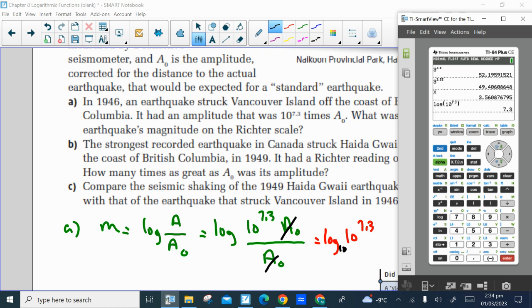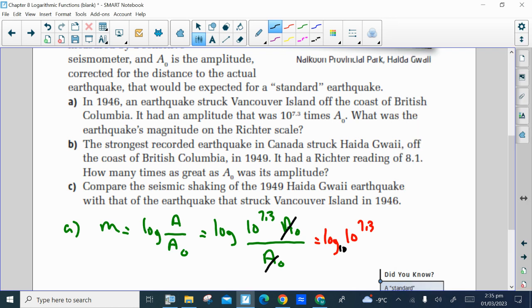which actually is 7.3. And it's not a coincidence that the answer works out to be the actual exponent. We will see why fairly soon here when we start talking about laws of logarithms. But for now, we use our calculator, and the calculator gives us the answer. So that would be the magnitude of that earthquake, a magnitude of 7.3.